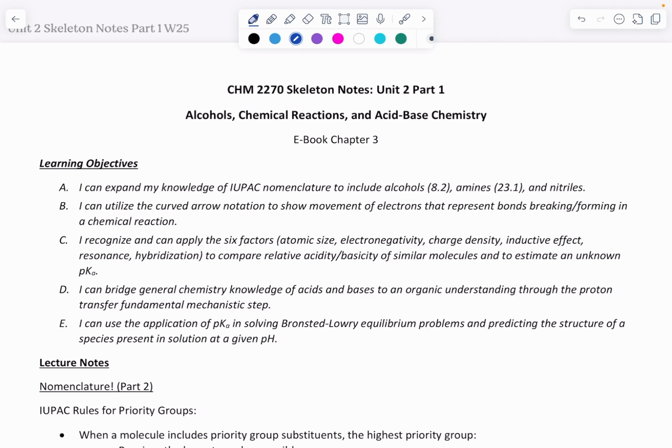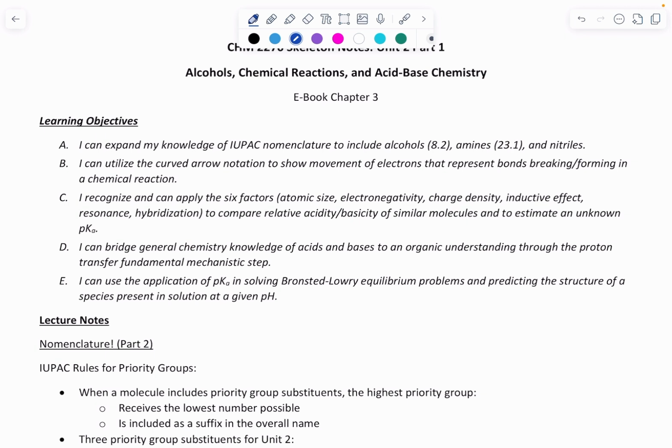We're starting with adding some notes to what we already know about nomenclature. So this is part 2 of nomenclature notes. Our IUPAC rules, we're going to expand them to include priority groups. So when a molecule includes a priority group substituent, these are certain substituents. We're going to learn 3 of them for this unit. But when you have priority groups, the highest priority group receives the lowest number possible. So we take that into account when numbering carbons in a chain. And it's included as a suffix in the molecule name rather than a prefix.